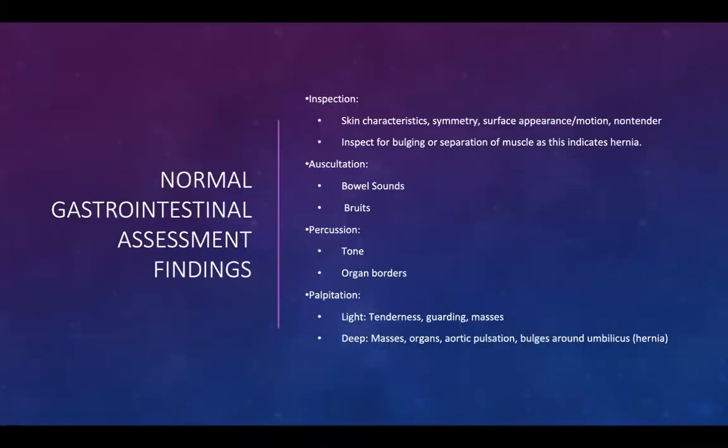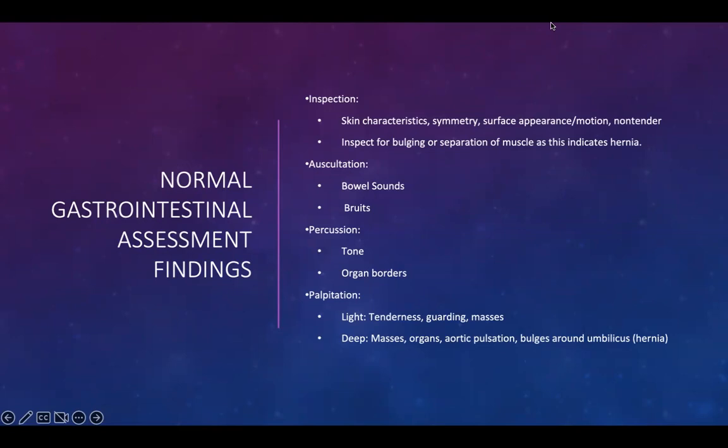Some normal GI assessment findings. Upon inspection, the abdomen should be symmetrical, with the same skin color and characteristics as the rest of the body. There should be no lesions or rashes. The abdomen should be flat, smooth, and even, with movement with respirations. There may be hair and striae.